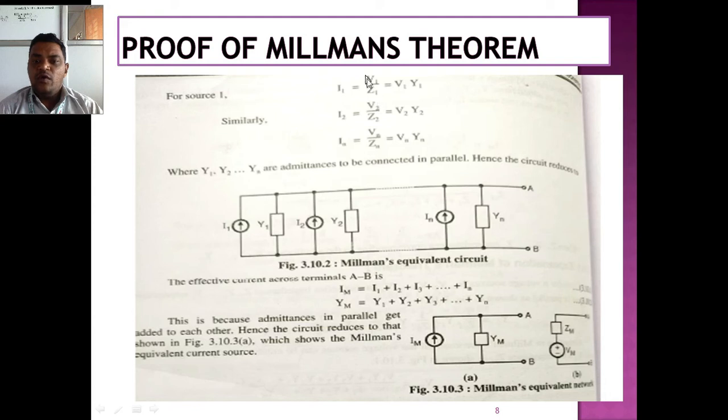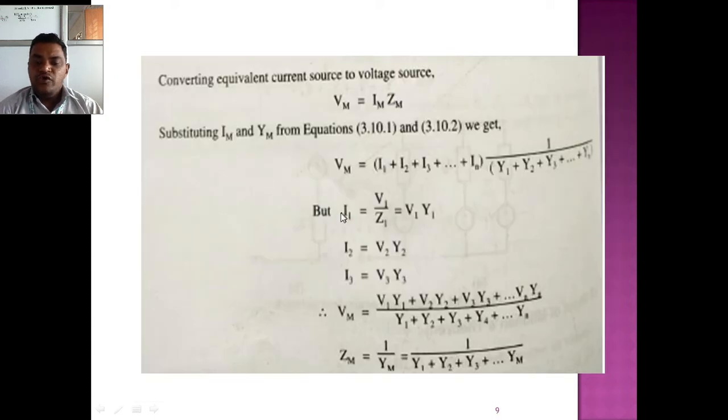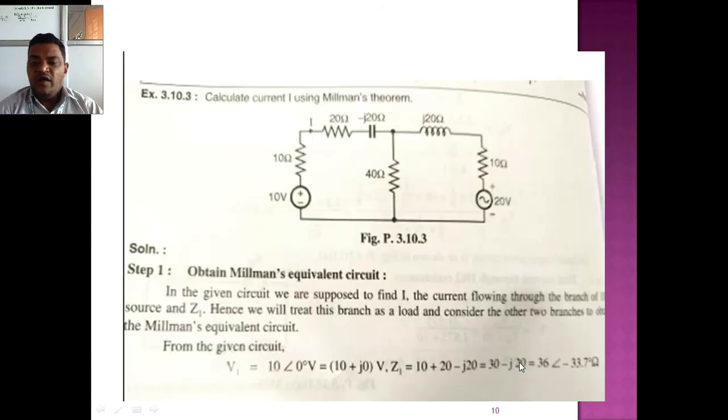1 upon R means it is the admittance. This concept is used here. So V of M is equal to V1 Y1 plus V2 Y2 plus V3 Y3 up to V of N Y of N, upon Y1 plus Y2 plus Y3 plus Y4 up to Y of N. We also know that the impedance Z of M is equal to 1 upon Y of M, which is equal to 1 upon Y1 plus Y2 plus Y3 up to Y of N.